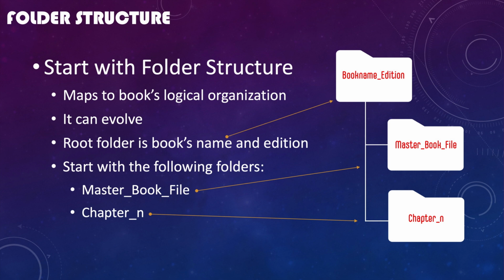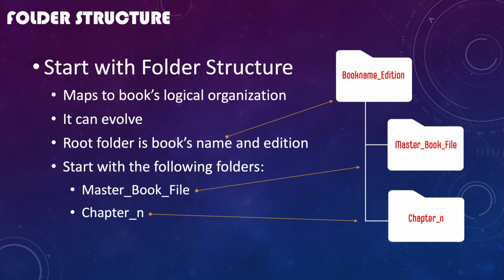So name the root folder the book's name and edition, like whatever the name of your book is. Like one of my books is C# for Artists, third edition. So the name of that folder is book name, underscore, and then edition, right? And then within that folder, start with the following two subfolders: master_book_file. You can name these folders whatever your preference is, but I don't like to put spaces in my file names, right? It makes it easier to port these things between Windows and Macintosh. So master_book_file, and then chapter_n, and it can be a lowercase n or uppercase N. I use lowercase n here.